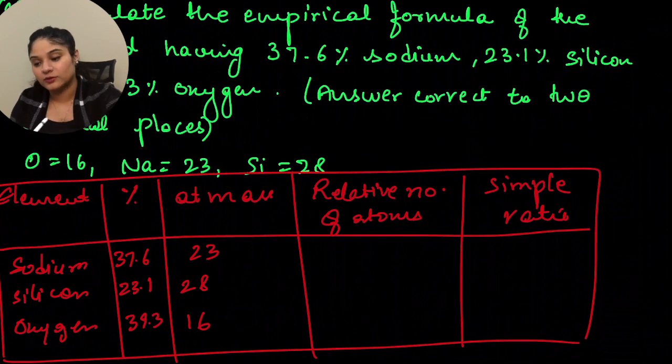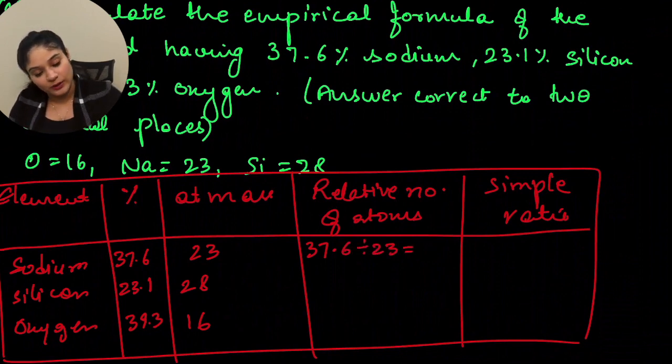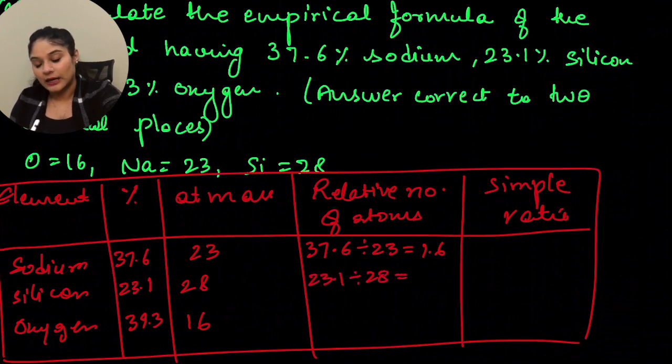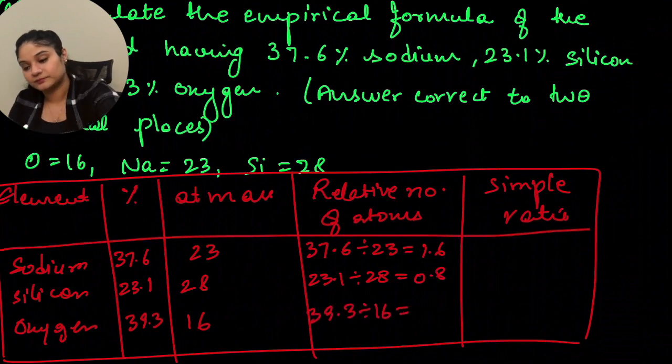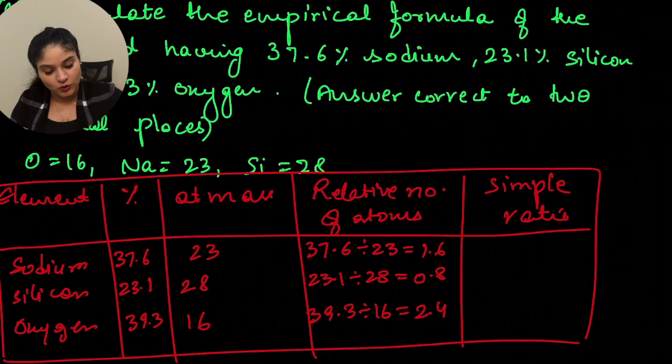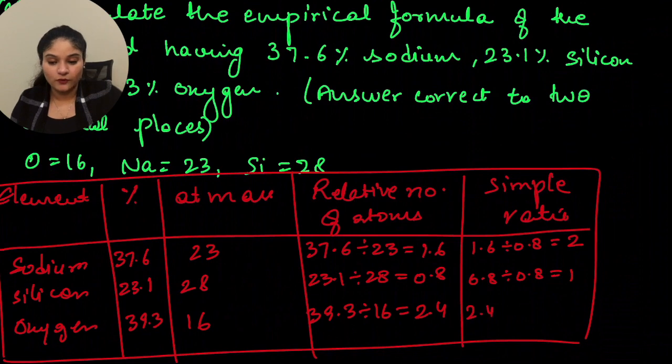Then just divide that real quick. I'll just write what I'm doing. So 37.6 divided by 23, I'm getting 1.6. Then 23.1 divided by 28, I'm getting 0.8. Then 39.3 divided by 16, I'm getting 2.4. Then your simple ratio. How do I get the simple ratio? So 1.6 divided by 0.8, you get 2. Then 0.8 divided by 0.8, you get 1. 2.4 divided by 0.8, you get 3. So this is your simple ratio.